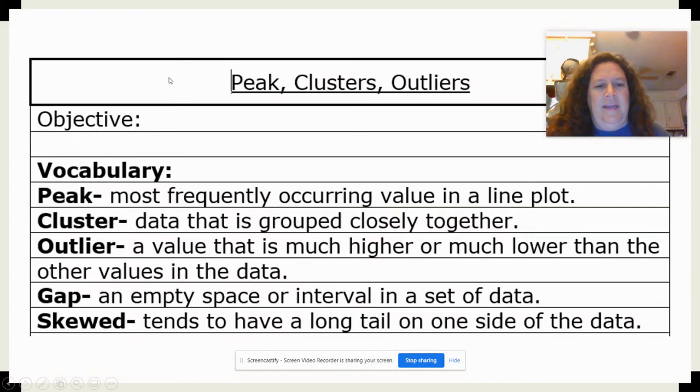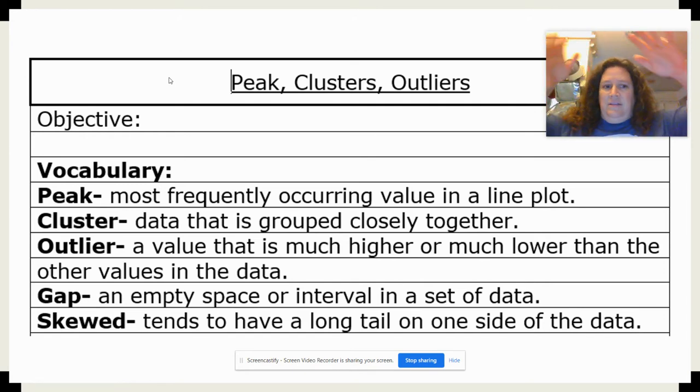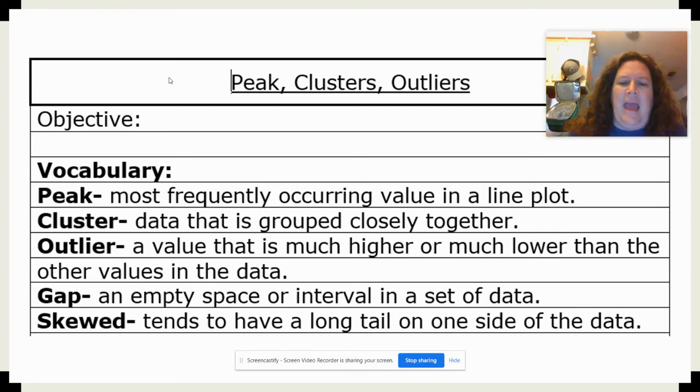Okay, so a peak is the most frequently occurring value in a line plot. So a peak is where your mode is. It's that top point. A cluster is a group that's closely together. Outliers are values that are much higher or much lower than others. You're going to tell because they'll be way out on the side. A gap, if you're looking at a line plot or a histogram, means there's no value at that particular place. And then skewed, we'll talk about skewed as well. It tends to have a long tail on one side or the other.